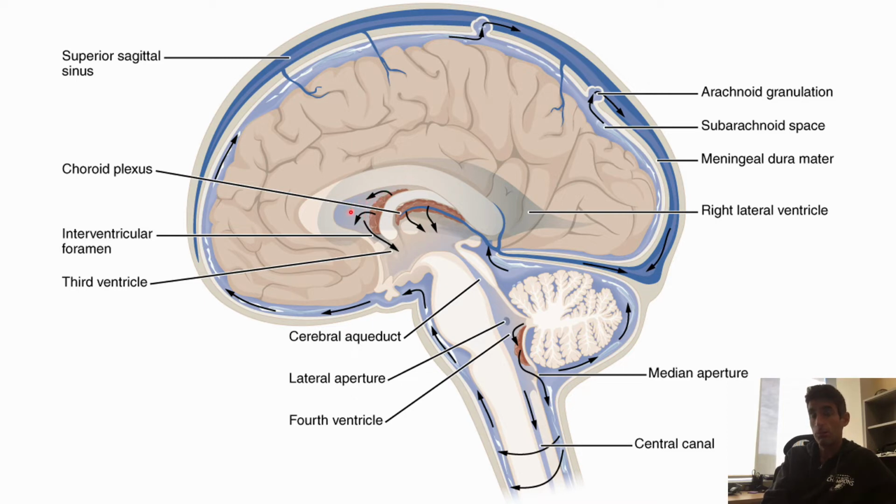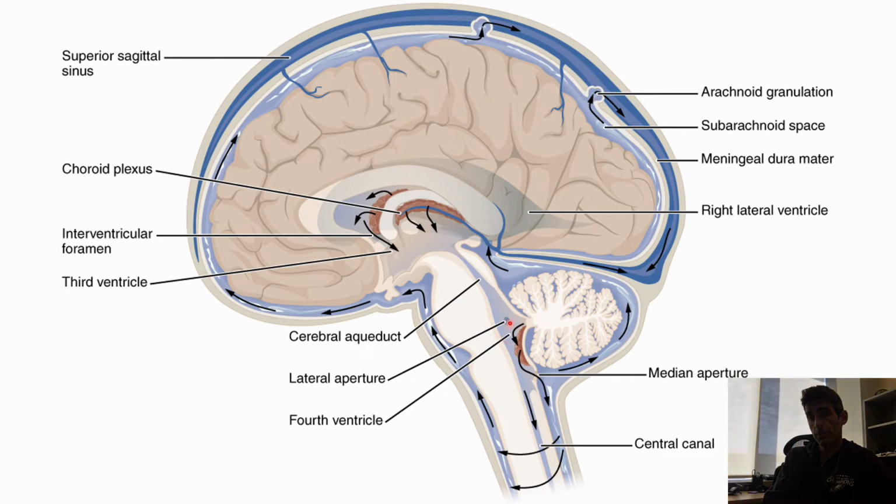The CSF's only way out of the lateral ventricle is to go through the foramen of Monro. There's one on each side. They're paired, and they both enter a single third ventricle. Then from the third ventricle, the spinal fluid has to get out somehow. So the only way out is through the aqueduct of Sylvius, the cerebral aqueduct. That connects to the fourth ventricle.